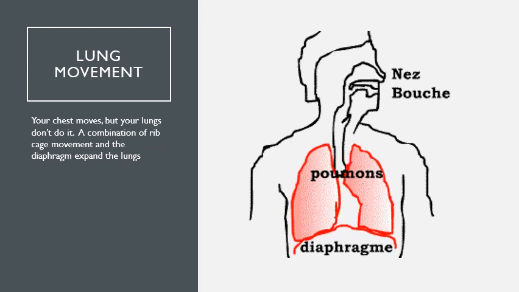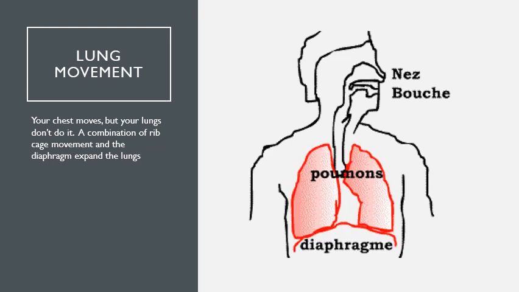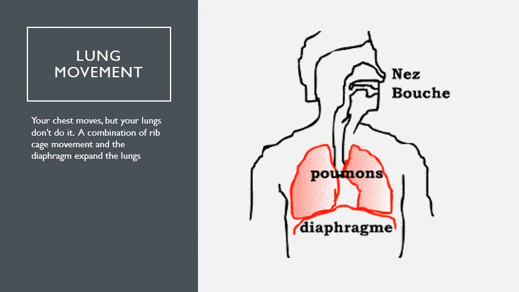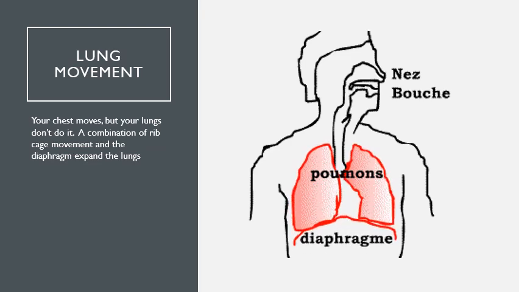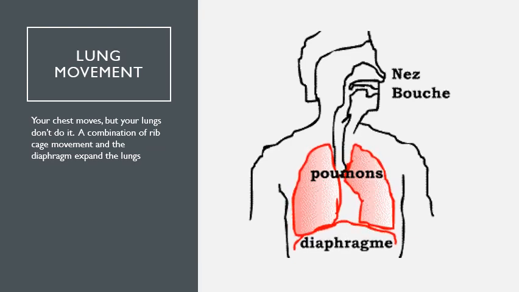As you're breathing, you'll notice that your chest is moving in and out. That is not due to muscles. Your lungs are not expanding because of muscles in the lungs. Your lungs are expanding because the diaphragm pulls down. As the diaphragm pulls down, that sucks air into the lungs.